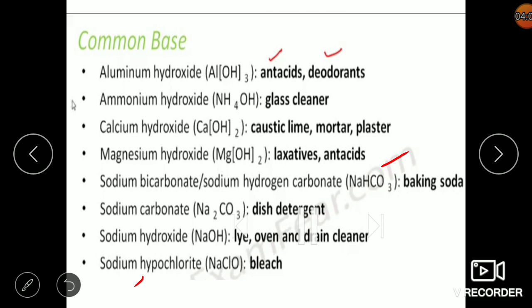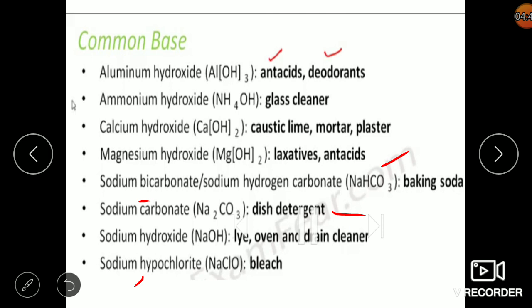Sodium bicarbonate or sodium hydrogen carbonate, the same thing. Instead of hydrogen, the word bi is being used here. The formula is NaHCO3. The common name is baking soda. Then sodium carbonate, dish detergent, Na2CO3. In this case you see it's a salt, okay, but it's basic in nature. We don't have any OH minus ion. Rarely it will accept the H plus ion too, but why have we considered it as base? Because it is a basic salt.